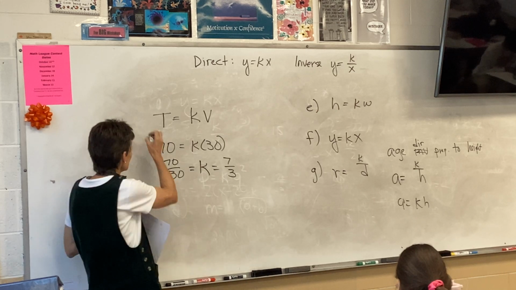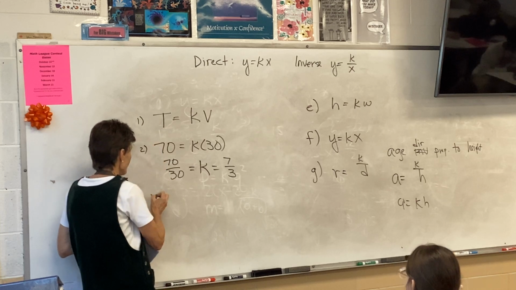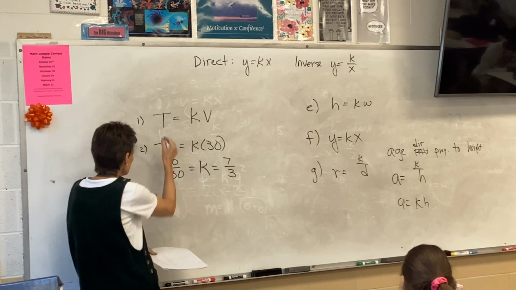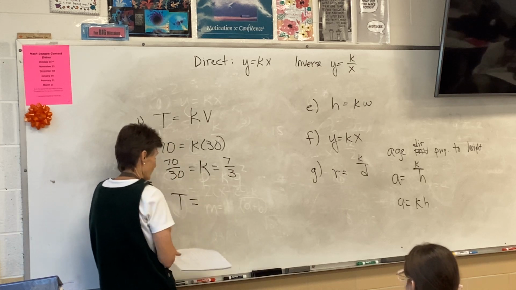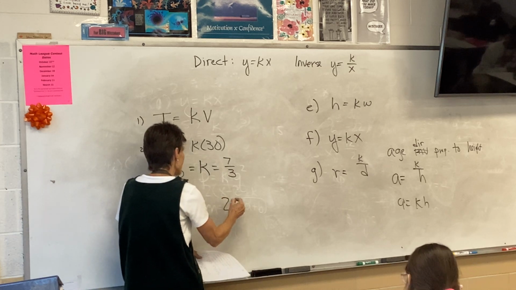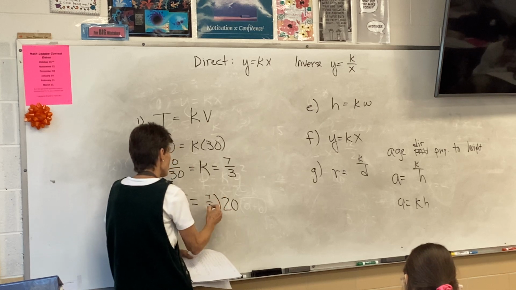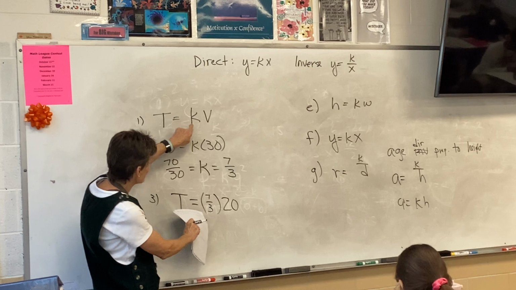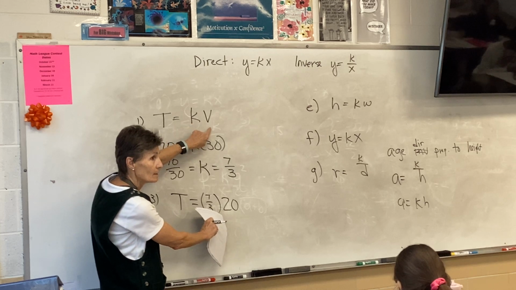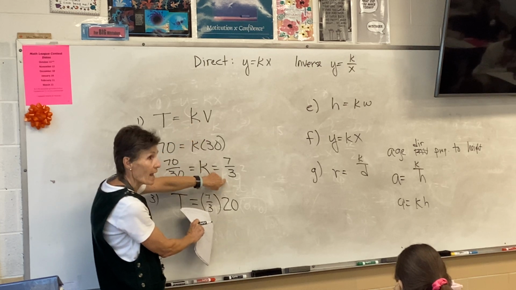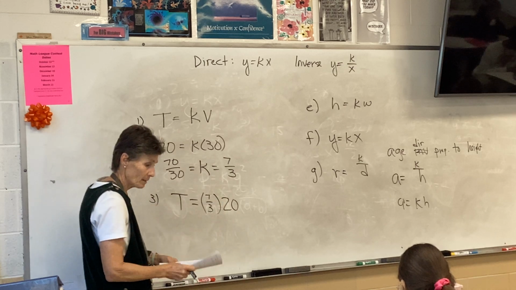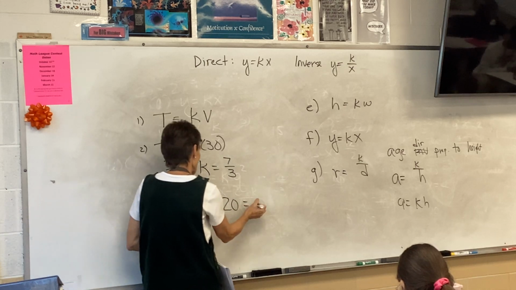Right, so here's sentence 1, here's sentence 2. What's sentence 3 say? Find the temperature if the volume is 20. Well, isn't temperature K times V? And since now I know what K is, can I find my T? Yep. So I'll just multiply.